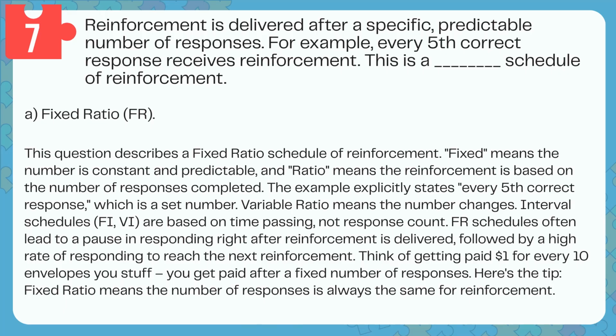FR schedules often lead to a pause in responding right after reinforcement is delivered, followed by a high rate of responding to reach the next reinforcement. Think of getting paid $1 for every 10 envelopes you stuff. You get paid after a fixed number of responses. Here's the tip. Fixed ratio means the number of responses is always the same for reinforcement.